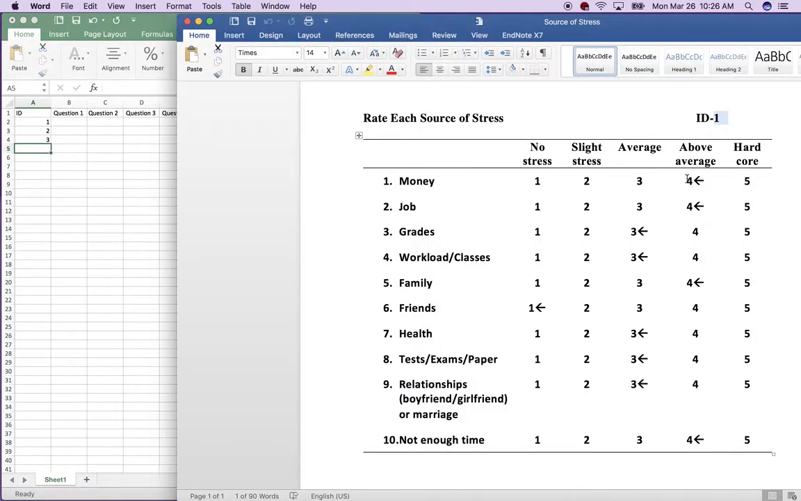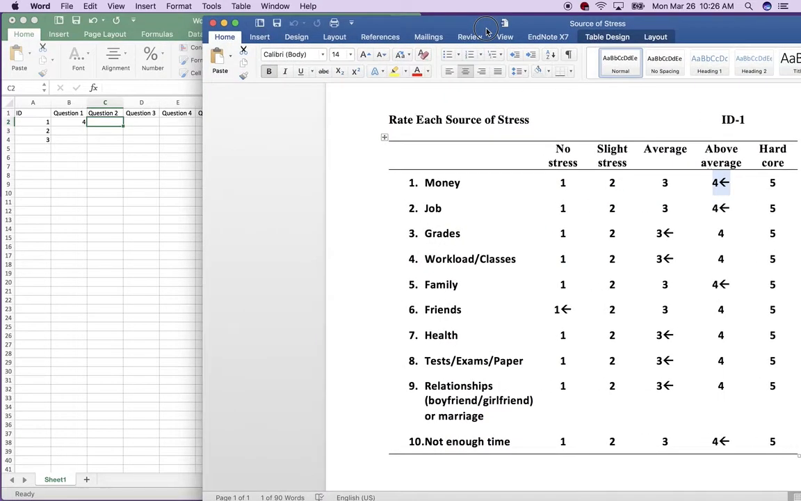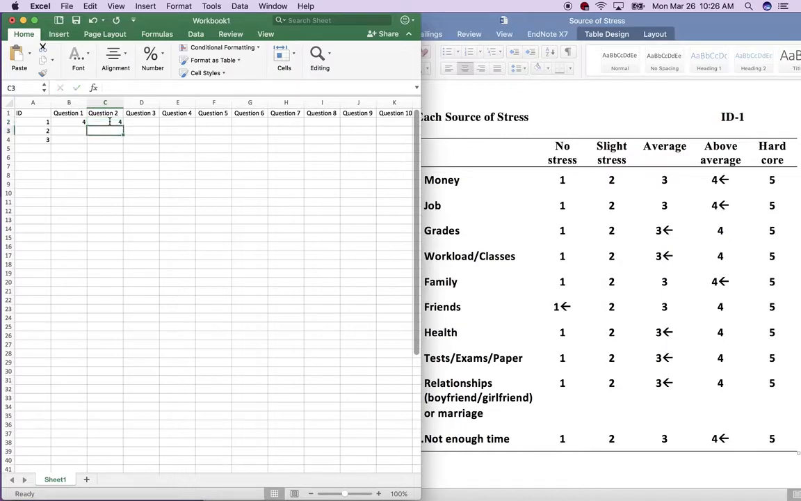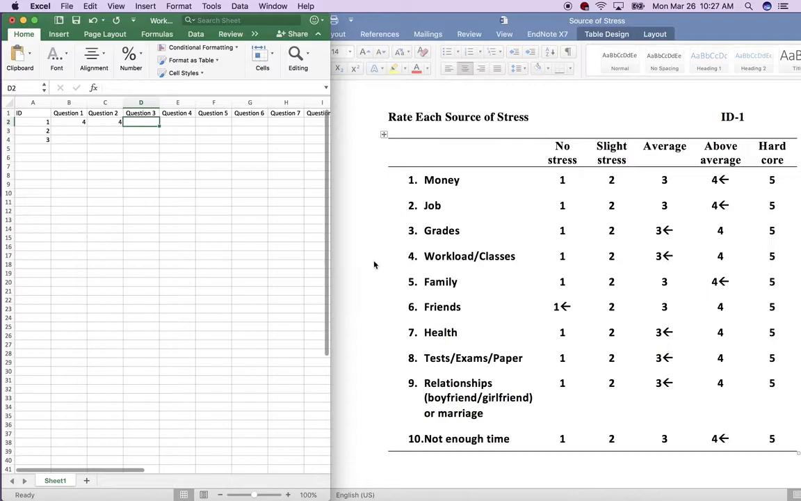And ID 1, I've designated with arrows for the answers I gave. And so this is money. As a graduate student, pretty stressed about money. Question number 2 would be job. That's stressful because at the time I was teaching, I was a graduate assistant, so I was teaching classes as well as going to school as well, as many of us have to do.